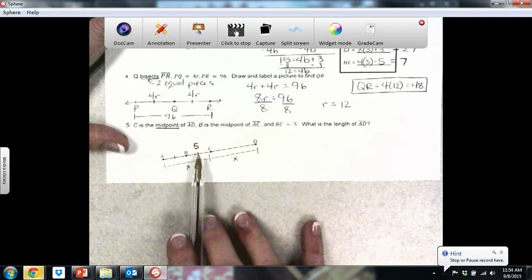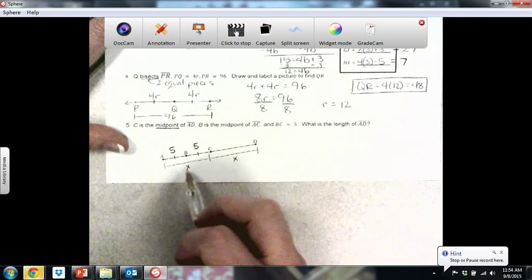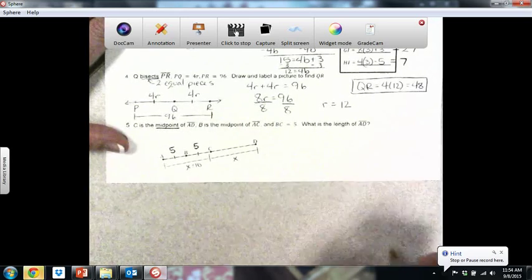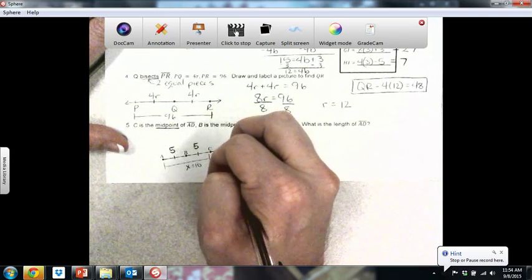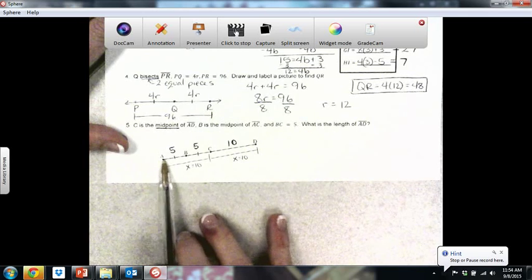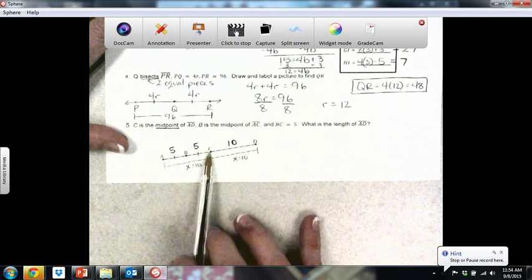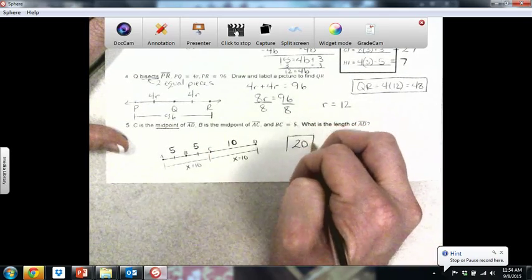Well, if this tick mark is 5, then we know that this is also 5. And if we add those together, we know that X equals 10. And then this would also be 10. So this is 10 here as well. So the distance all the way across here is going to be 5 plus another 5 plus 10. Well, 5 plus 5 is 10. 10 plus 10 is 20 for the length of AB.